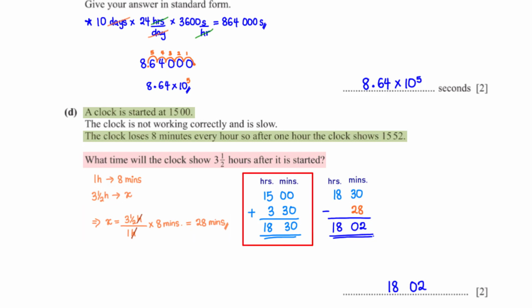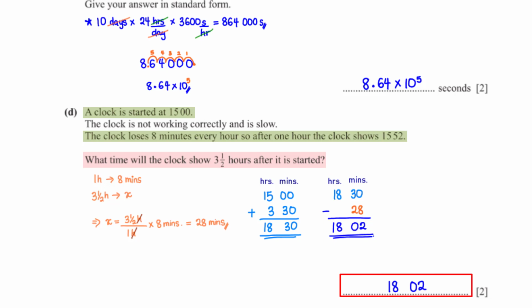To get the actual time, we add 3 hours 30 minutes to 15 o'clock. Under the minute column, 0 plus 30 is 30, and under the hour column, 15 plus 3 is 18. So we have 18:30. To get the actual reading on the faulty clock, we subtract 28 minutes from 18:30. Under the minute column, 30 minus 28 is 2, and under the hour column, 18 minus 0 is 18. So we have 18:02.